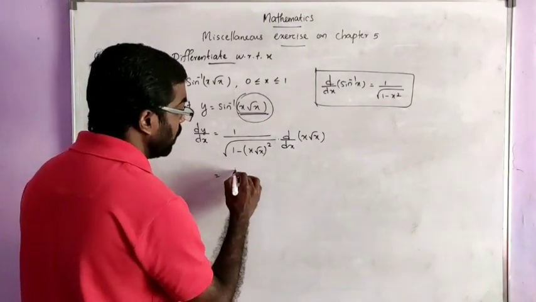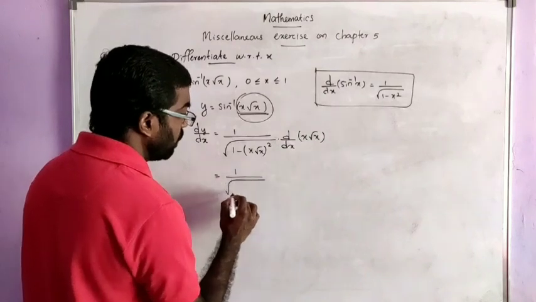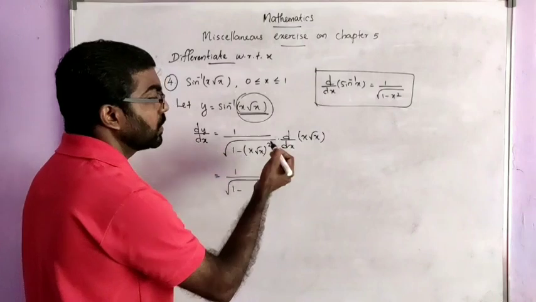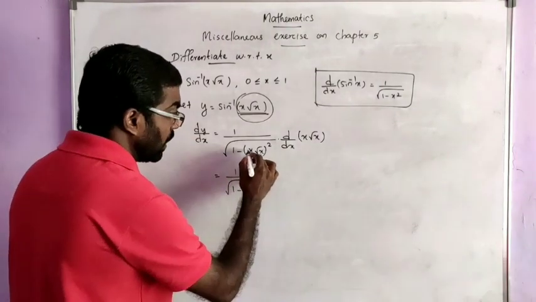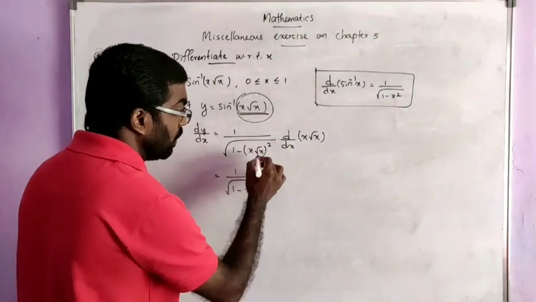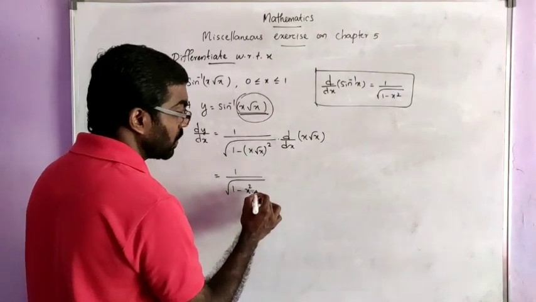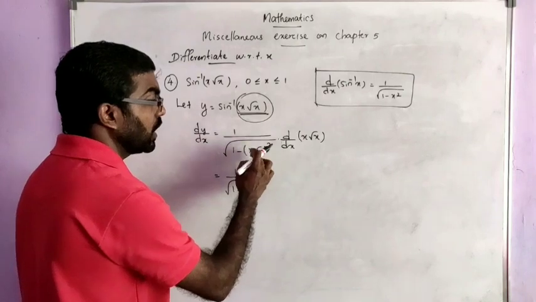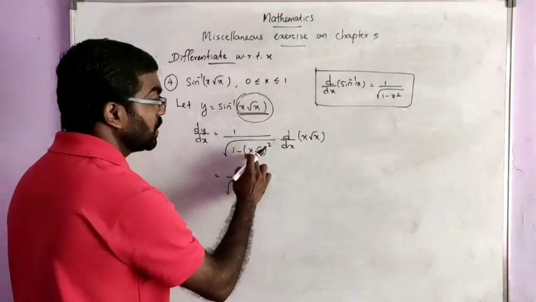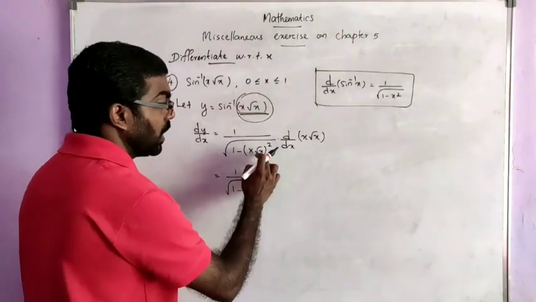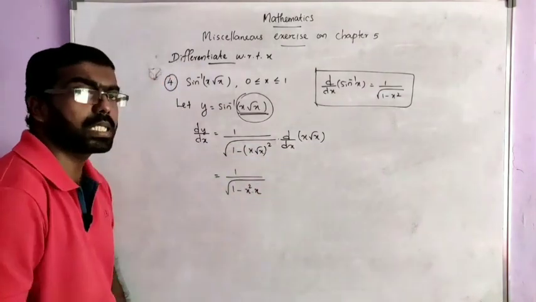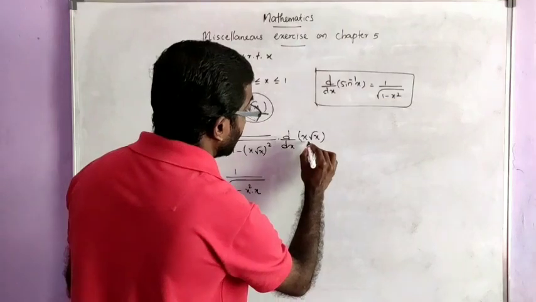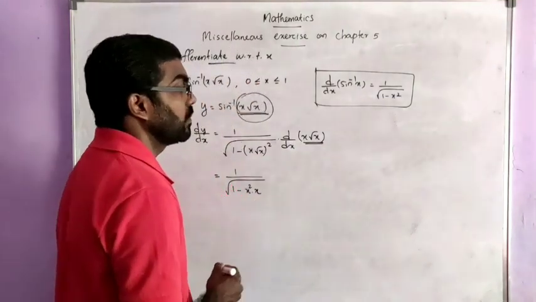So which is equal to 1 by root of 1 minus x root x the whole square. X root x the whole square means x square into root x square. Root x square is x. Okay, we have to take the square separately. X square, that is x square, and root x square is root x into root x, and it is x. Understood? Then here derivative of x root x.